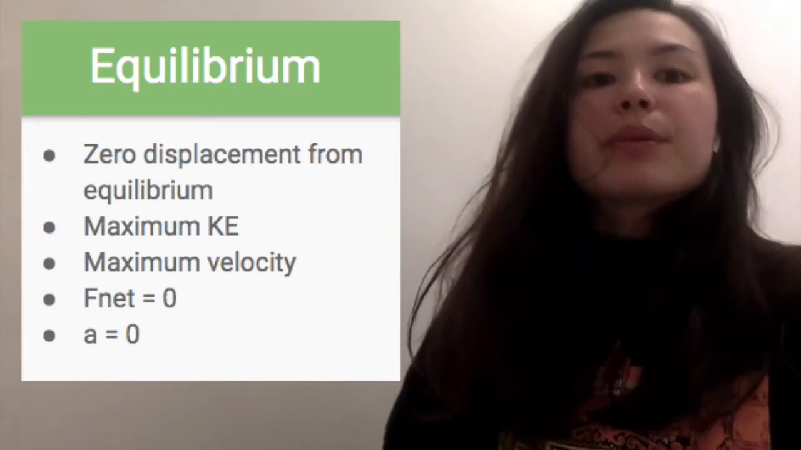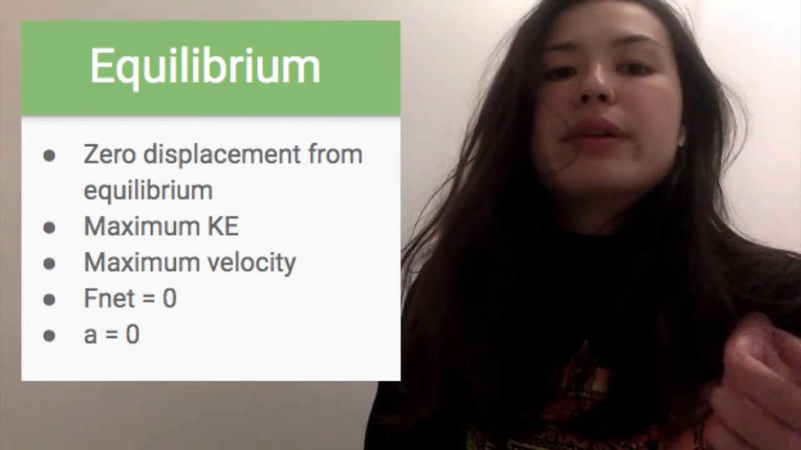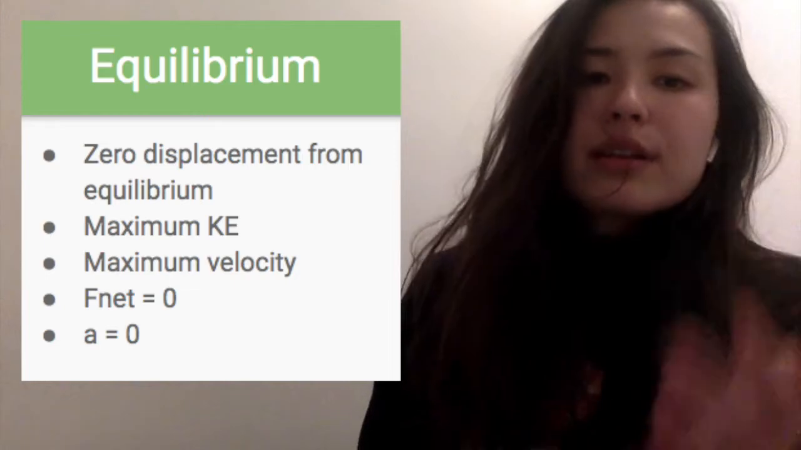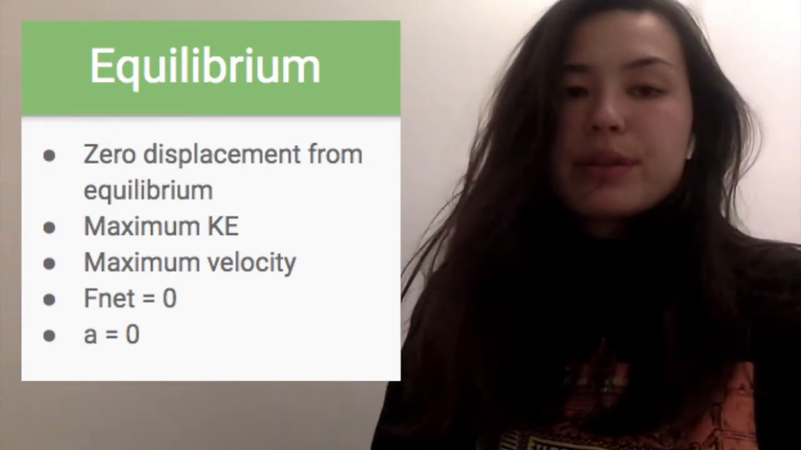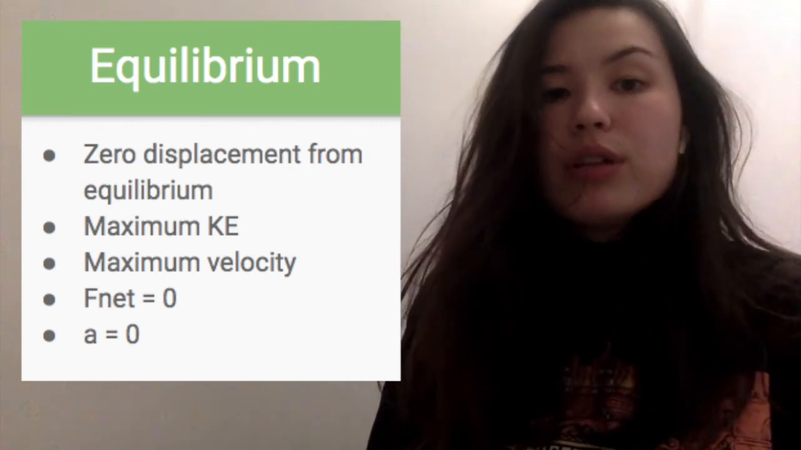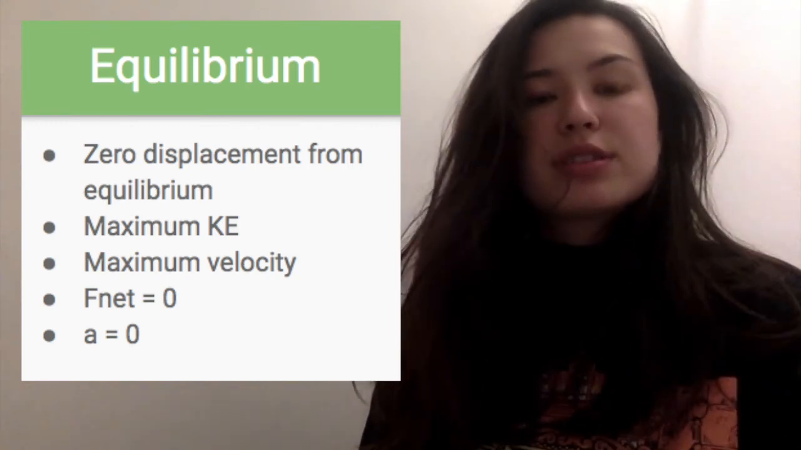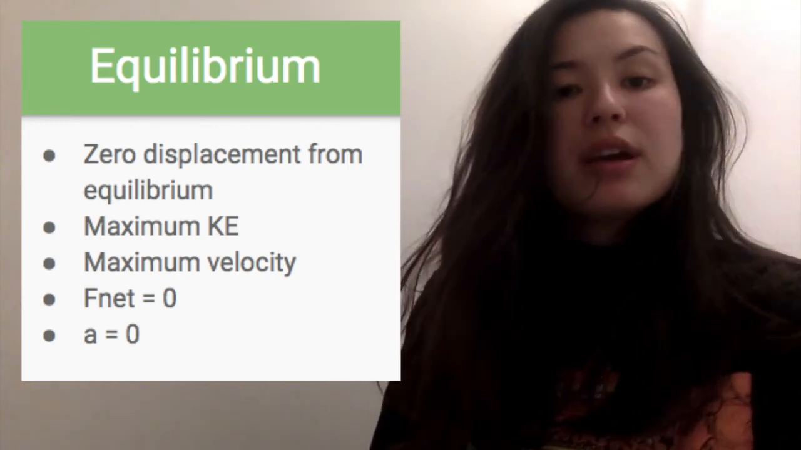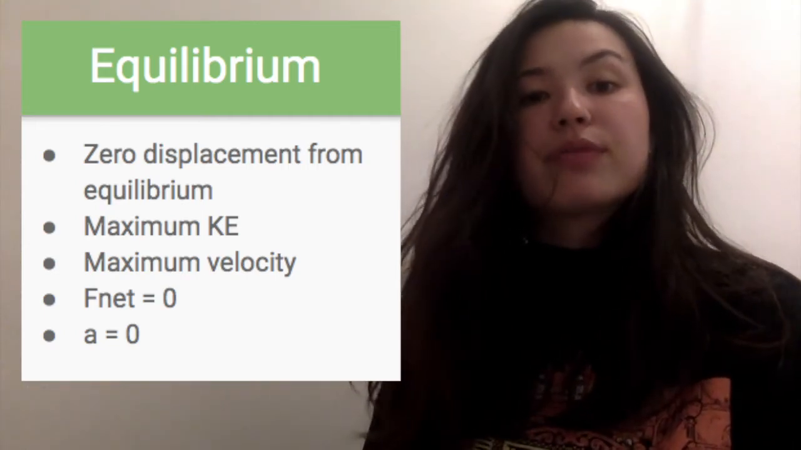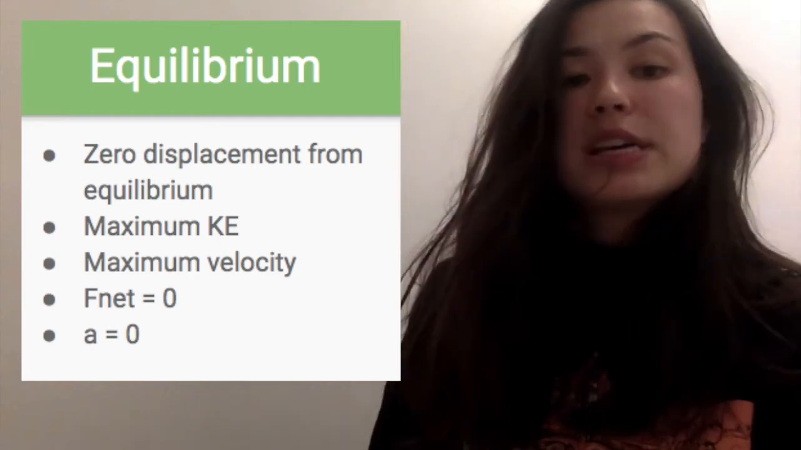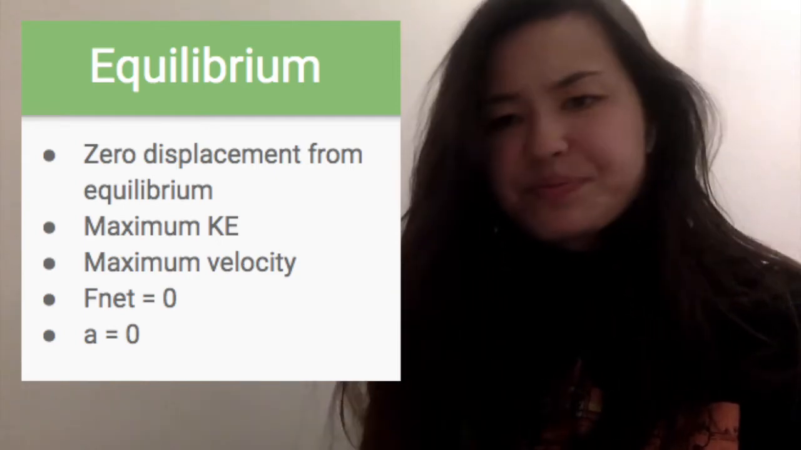So what's going on at equilibrium then? Well, equilibrium is defined as the point of zero displacement. So kind of intuitive, but at equilibrium, we have zero displacement from equilibrium. So all of that potential energy, which is entirely based on displacement, all of that potential energy at equilibrium has been converted to kinetic energy in both cases.